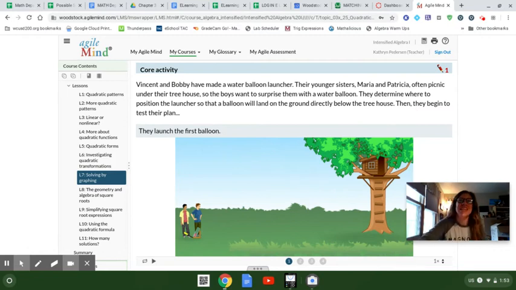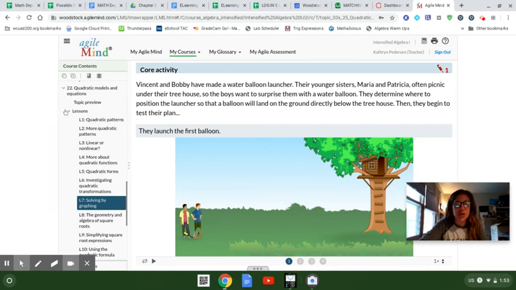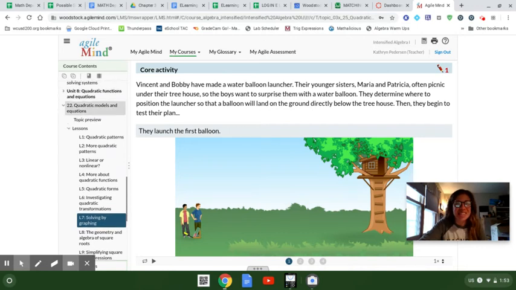If you want to get on the Agile Minds website, once you are there, go to My Courses and look for Unit 8 on the left side under Course Contents. Hit the drop down arrow next to Topic 22, then the drop down arrow next to Lessons. And we are at Lesson 7.